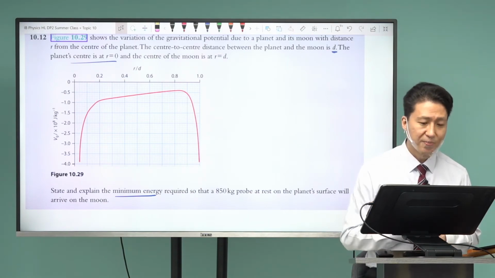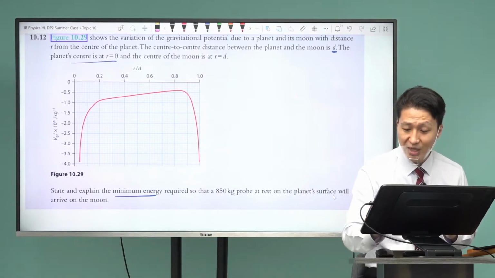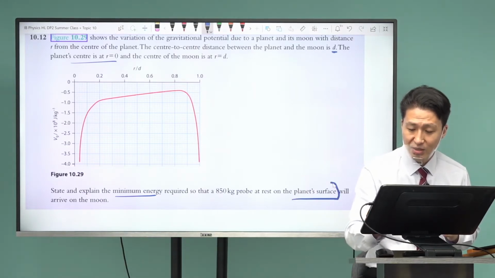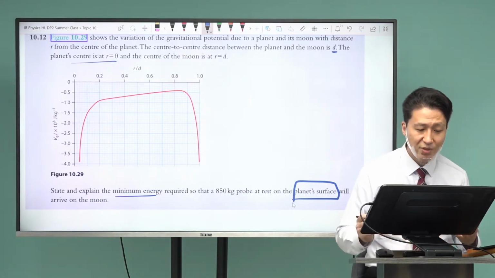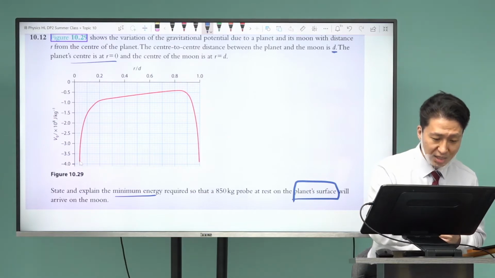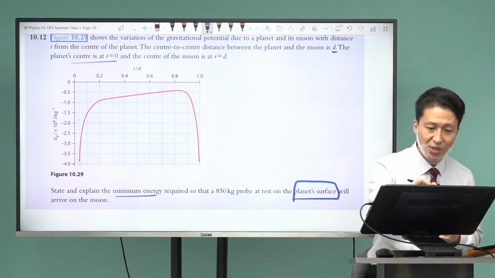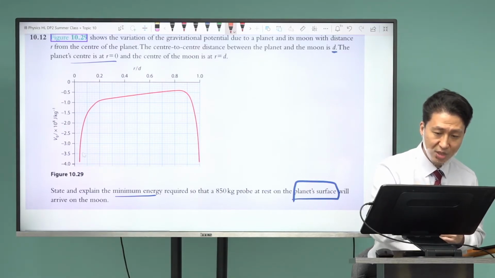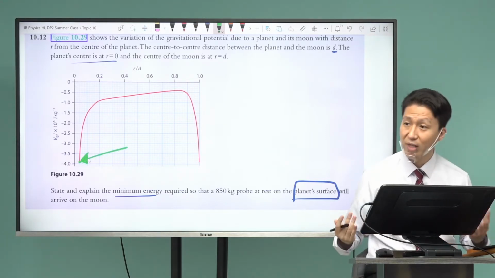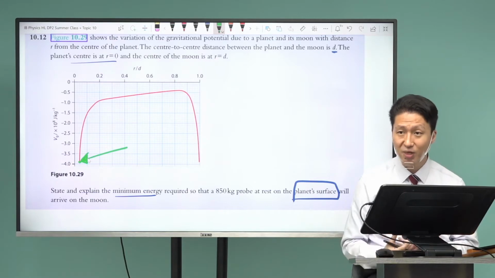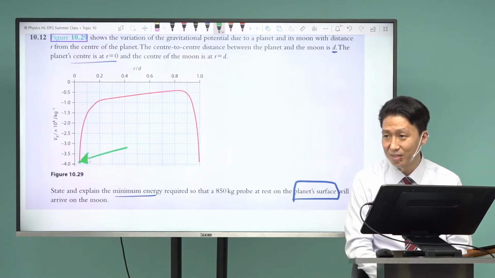So let's begin. First of all, if we talk about the surface of the planet, here, we should be able to identify it. You notice one specific thing: the graph stops, here. Let's put it in green. At this point, there's no more graph, because you have reached the surface of the planet. You can't get any closer. That's why the graph stops there.